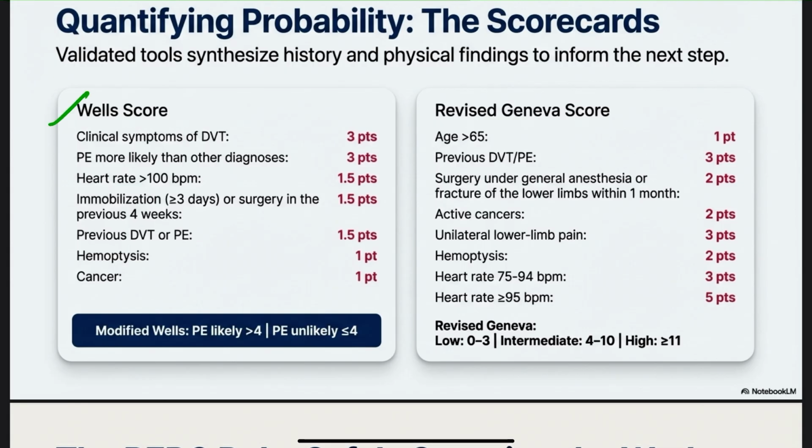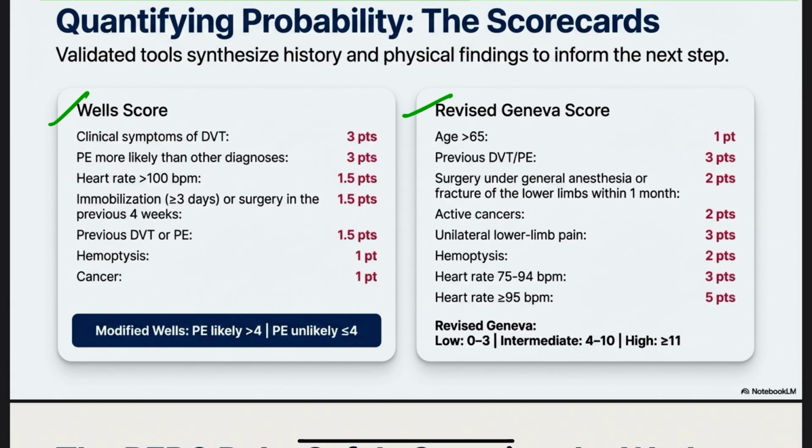That's why we have some special scores to help: the Wells score and the revised Geneva score. The Wells score is widely used for pulmonary embolism in most institutes, and we know that it is there for DVT and pulmonary embolism. So here we will see only pulmonary embolism. Clinical symptoms of DVT and pulmonary embolism as the most likely diagnosis are given more points, along with heart rate more than 100, immobilization for more than 3 days or surgery in the previous 4 weeks, prior DVT, hemoptysis, and cancer. All these are given points. Simply, more than 4 it is likely, and less than 4 it is unlikely.